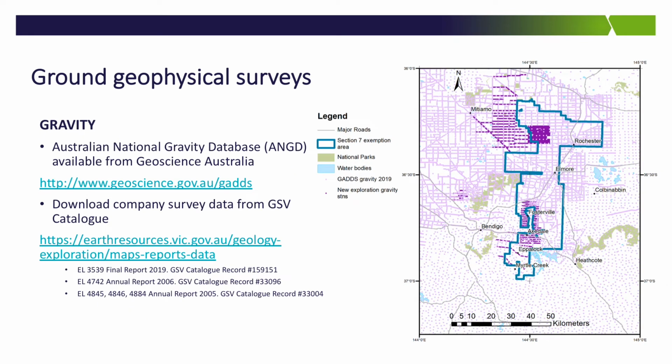In this image, the light purple shows the regional ground gravity surveys. They range from a 1.5 kilometre station spacing in the south to a nominal 500 metre station spacing along the central and north of the ground release area along the roads. Data for these can be accessed via the Australian National Gravity Database, which is delivered through Geoscience Australia's GADS website. The darker coloured purple are company surveys which have not yet been included into the National Gravity Database, and so to access these surveys you'll have to get the data from the company exploration reports.